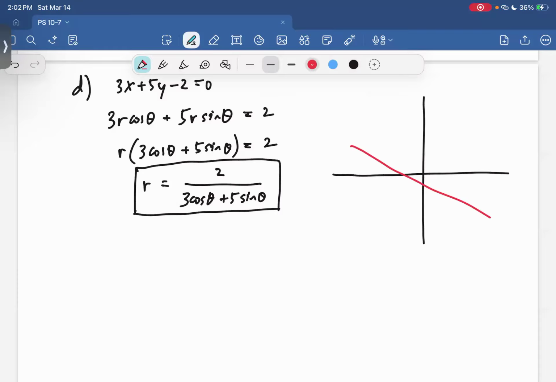Should look something like that. Actually, no. Should be here.